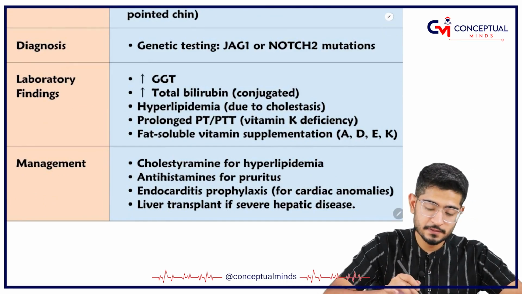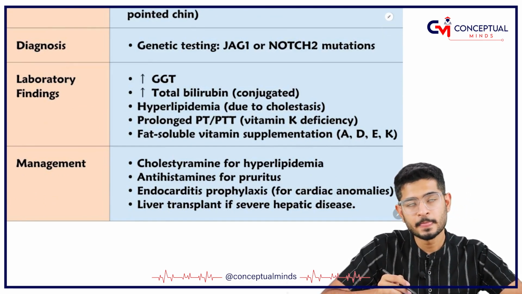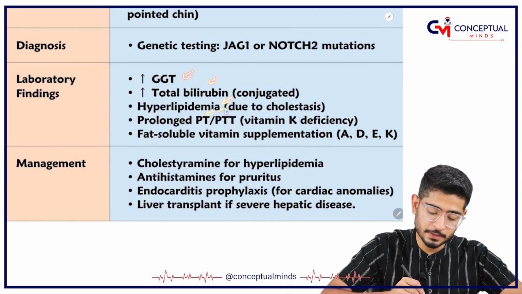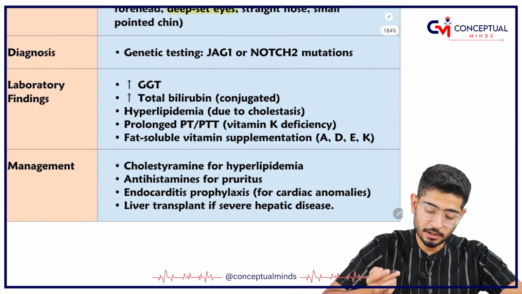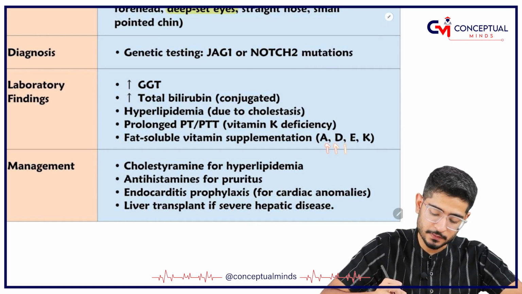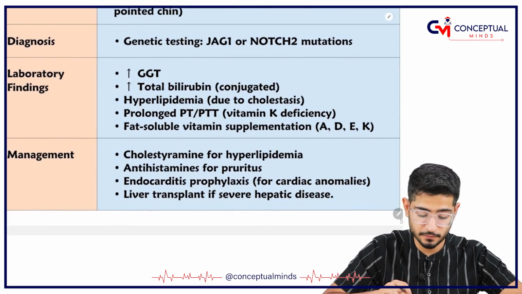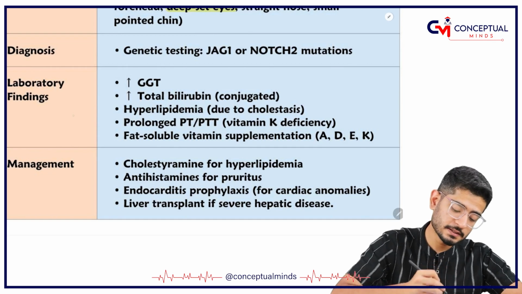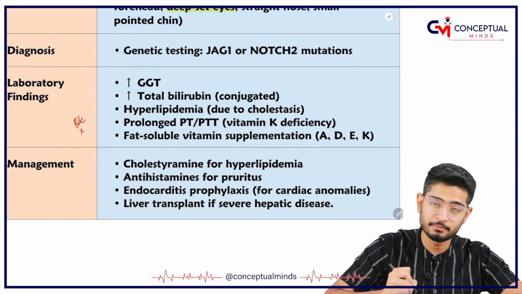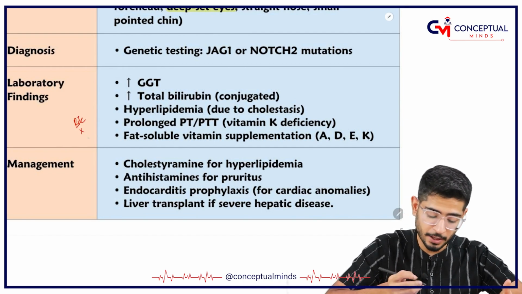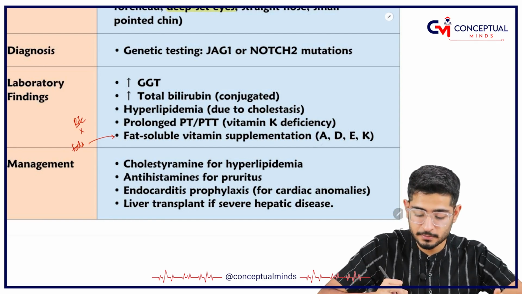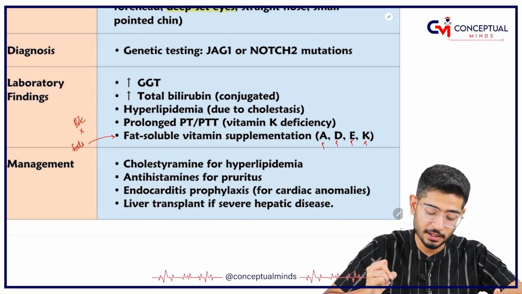So in laboratory diagnosis, the liver markers are increased, like GGT, bilirubin, lipids, PT, PTT, everything is increased. So we have to give supplementation from outside. ADEK supplementations we are supposed to give from outside. Why? Because there is no absorption of fat. Bile is not produced properly, and bile is not able to act. That's why the fats are not absorbed, and there is no absorption of fat-soluble vitamins. So vitamins A, D, E, K are going to be decreased.